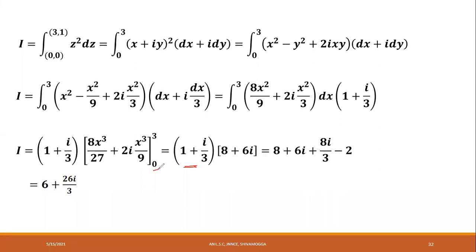If you substitute the lower limit, you get 0, so you need not substitute it, you just substitute the upper limit. Put x is equal to 3. You keep this 1 plus i by 3 as it is.